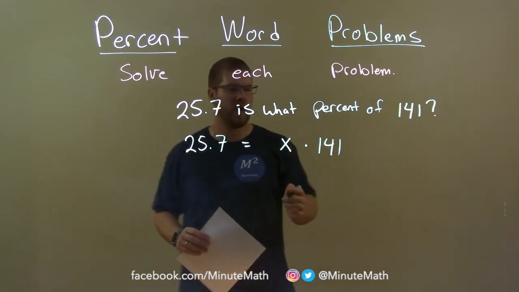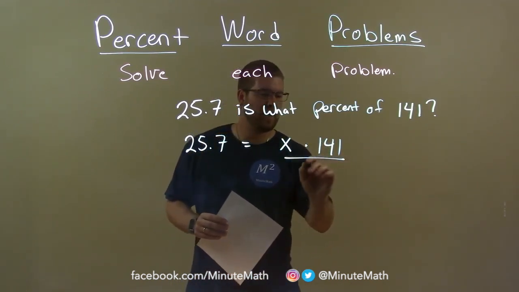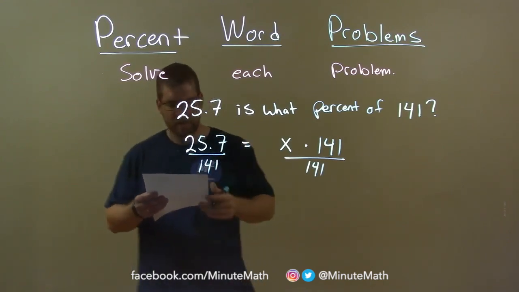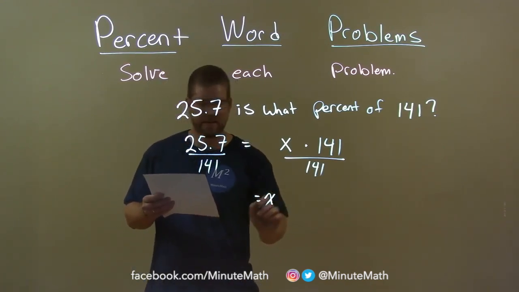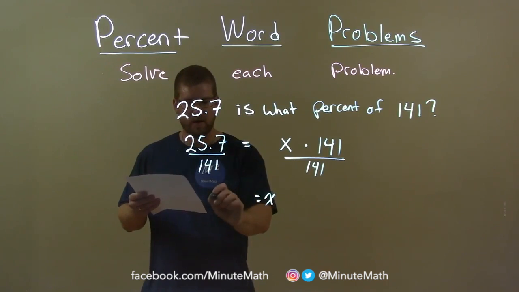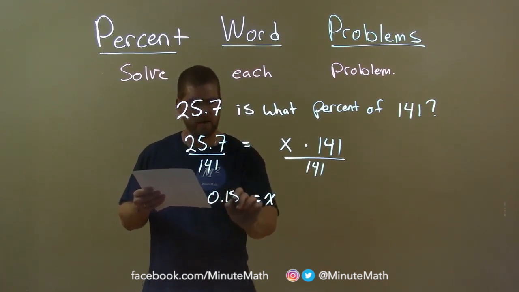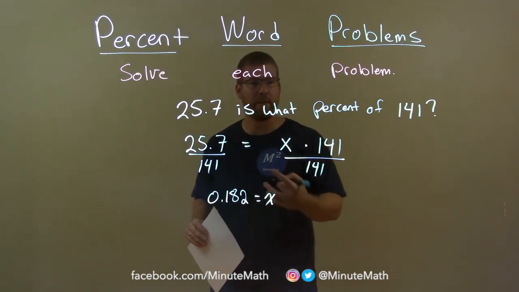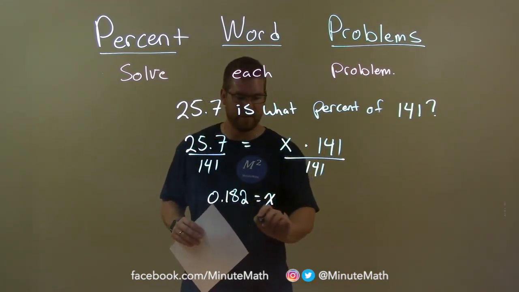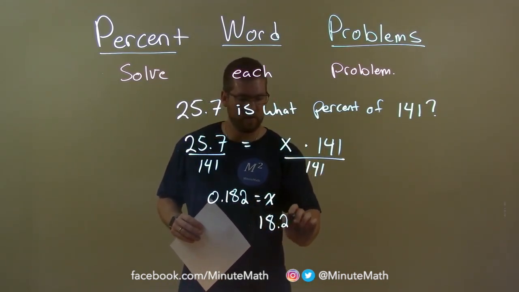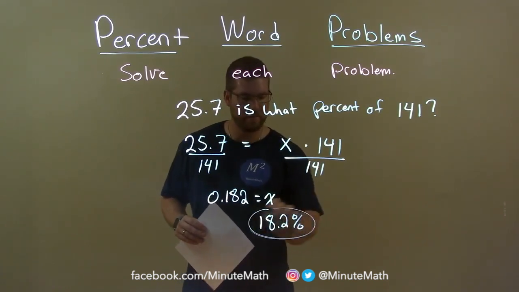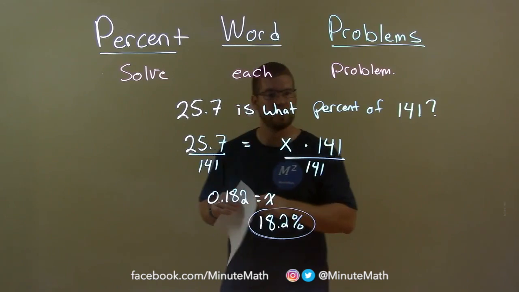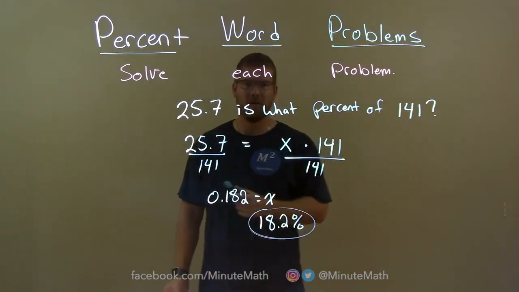Now we're going to solve for x. Well, I divide both sides by 141 to get x by itself, and that gives me an x value that's equal to 0.182. Well, we can convert that to be a percent, because that's what we're looking for, and that's 18.2%. And so that is my final answer. 25.7 is 18.2% of 141.